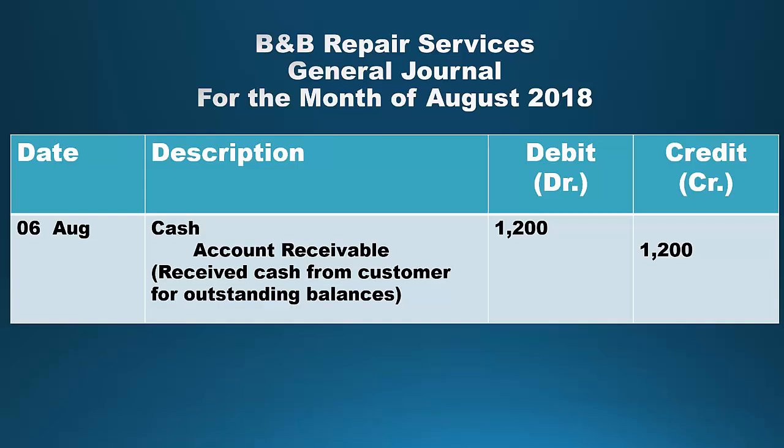August 6th, receiving payment from customers. Step 1. Review the journal entry. The journal entry for August 6 was debit cash, $1,200. Credit accounts receivable, $1,200. This tells us that the company received payment from customers who previously owed money, so we need to update both the cash and accounts receivable ledgers.